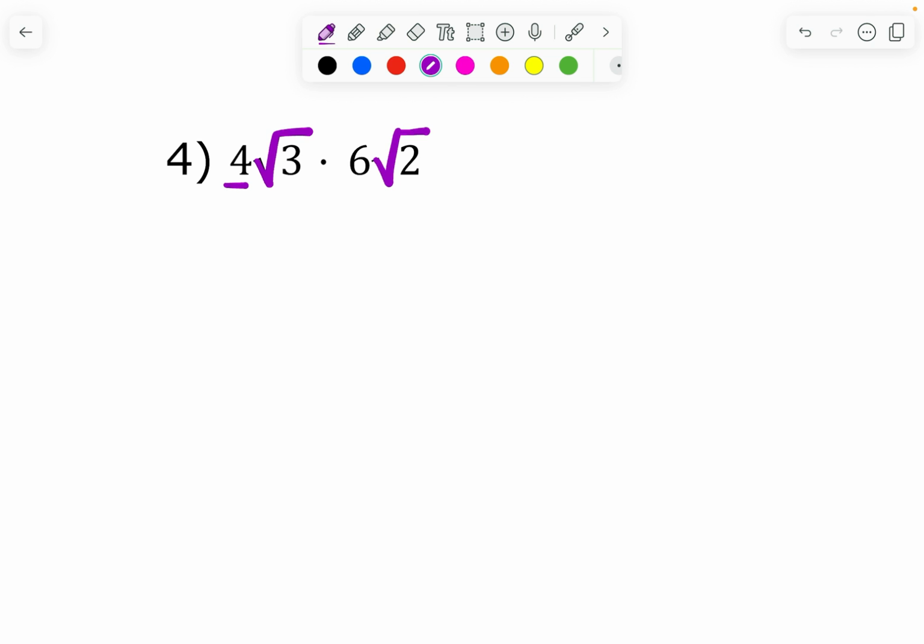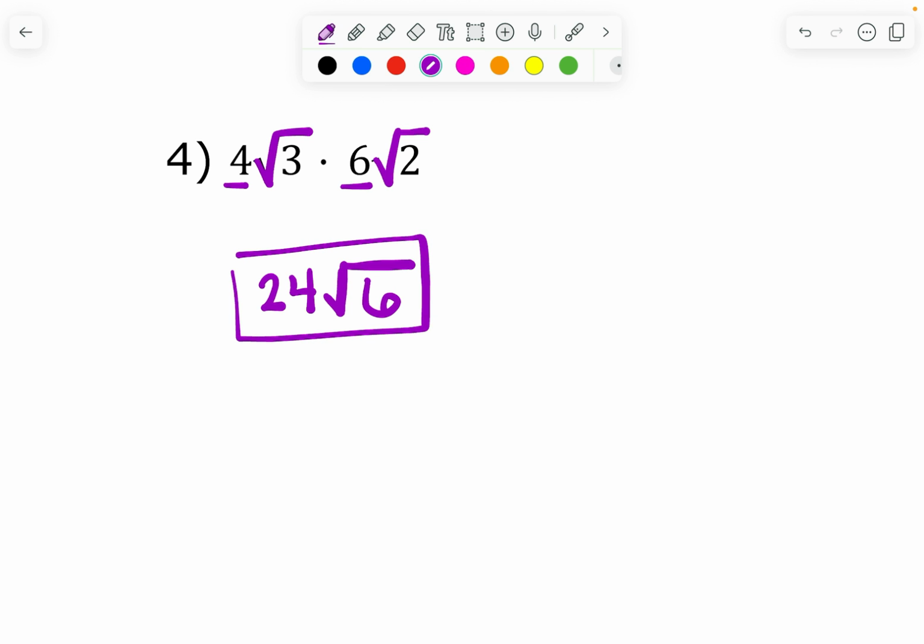I'm going to multiply out front times out front. So now 4 times 6 is going to give me 24. Underneath times underneath. So 3 times 2 is going to give me square root of 6 because I want to leave that underneath. We're then going to try to simplify one more time, and you only simplify what's underneath the radical. So the 24 is going to stay 24. 6 is what I'm trying to simplify, but I can't do it, so this is going to be my answer.